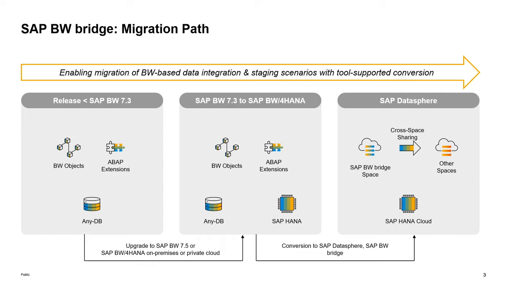Now that would bring us to the middle box here on the screen where a customer would be on 7.3 to BW4 HANA. We see that the system in this case is on HANA, and we are looking to do a conversion from that current 7.3 or 7.4 or 7.5 or BW4 HANA 2021 over to the SAP Datasphere SAP BW bridge. So again, we use the tool supported move to be able to convert those objects over to BW bridge and bring the data depending on the conversion option that we do pick.